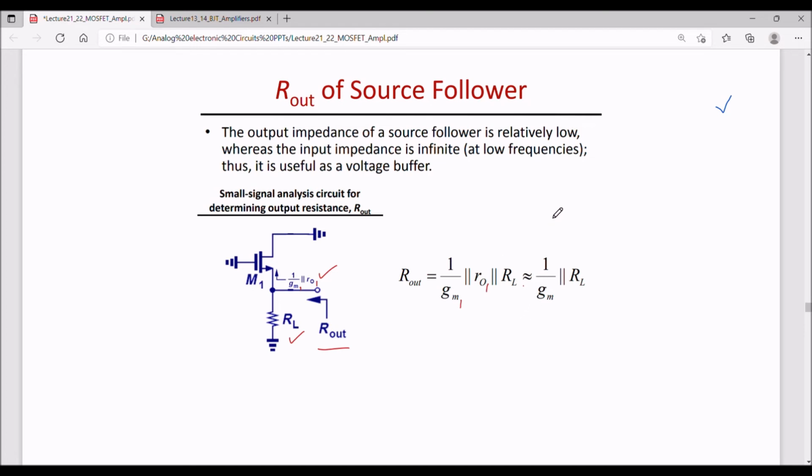And if we don't consider lambda, that is, if lambda is equal to 0, then one can remove this ro1 from here, and the output impedance is equal to this much, 1/gm parallel to RL.